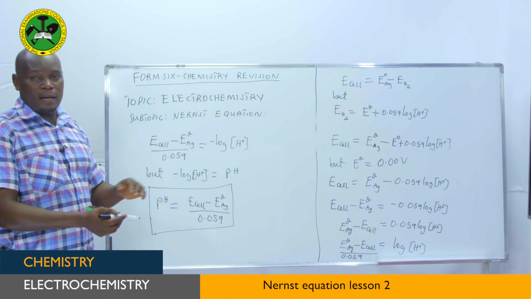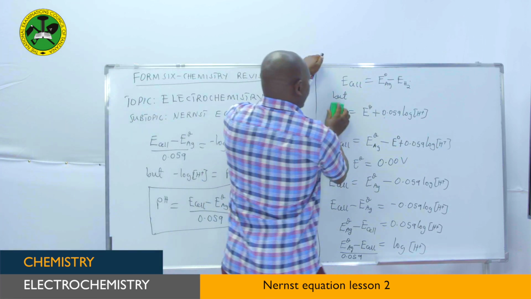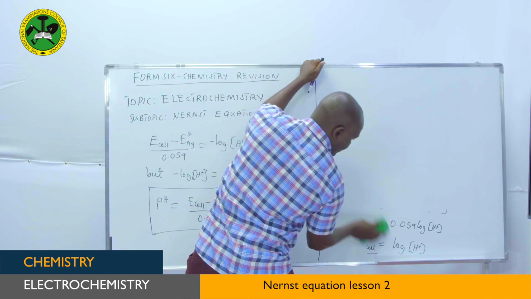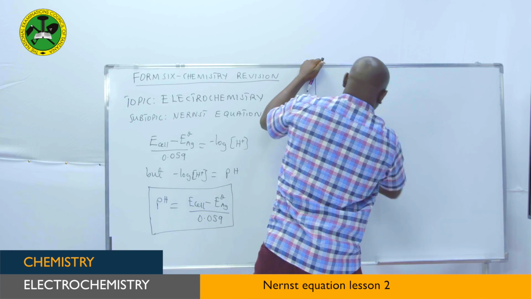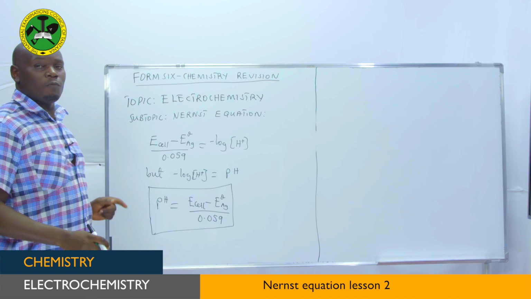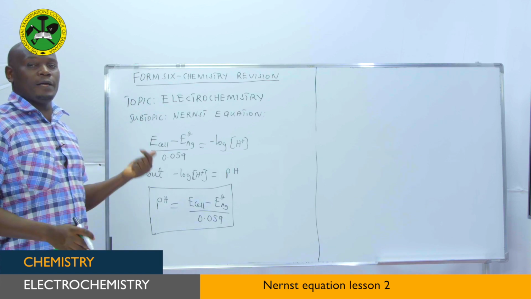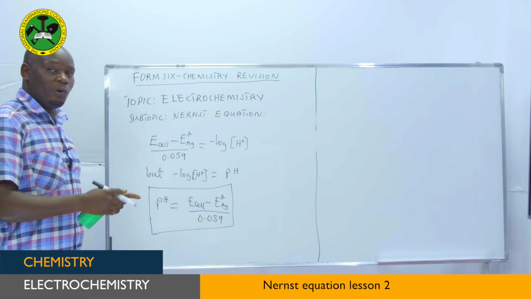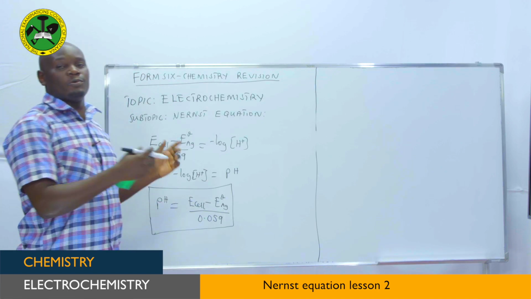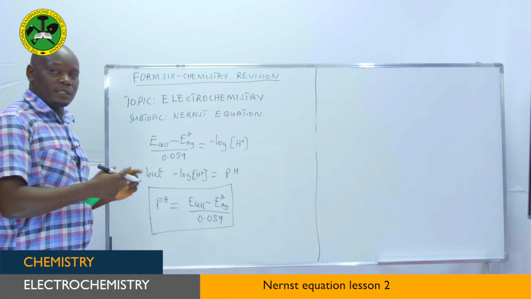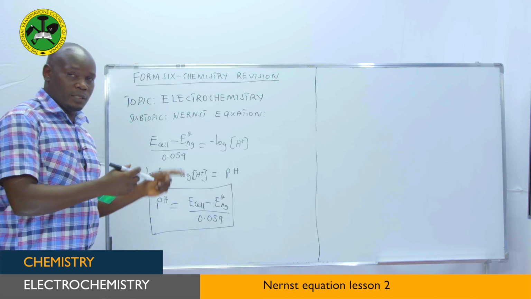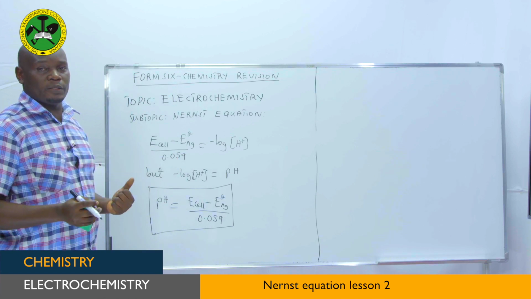So let us consider another application of standard electrode potential, which is the prediction of the feasibility or occurrence of a reaction. How can you predict that this reaction will take place and that reaction will not occur? By using standard electrode potential, you can judge whether the reaction will take place or will not take place.